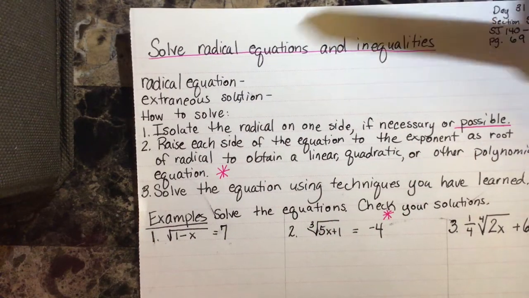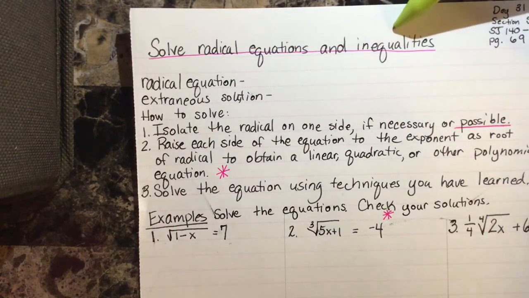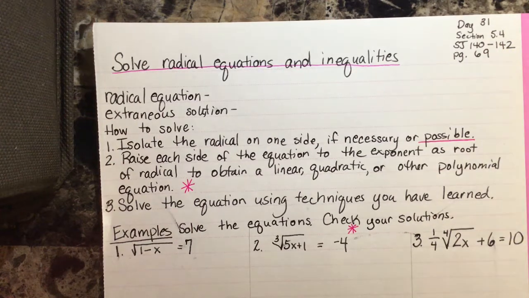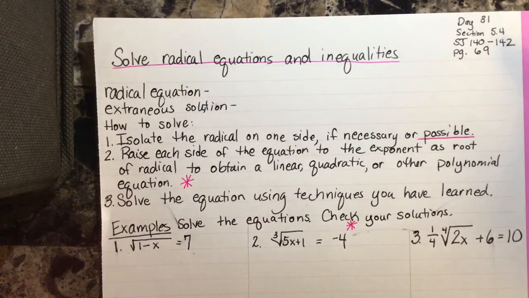Today I want to discuss how to solve radical equations and inequalities. This is going to be page 69 in your notebook in the year 2020. In future years it may change. This is Student Journal page 140 to 142 if you have these pages. If you don't, that's okay. You can just write down the notes and then put just notes from notebook paper in your notebook.